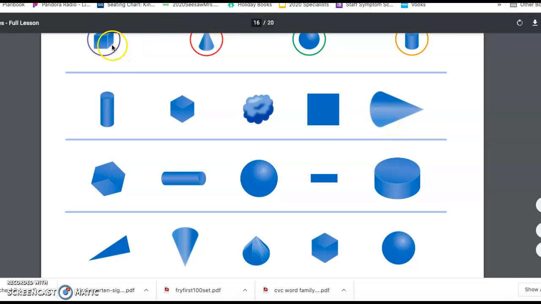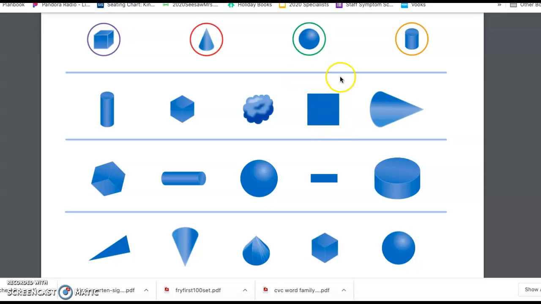I notice at the top of my page, there are some 3D shapes. There's a cube, a cone, a sphere, and a cylinder. So I wonder if that could help me if I get confused. I think it can. So let's look again. 3D, 3D. Oh, I think this one might be flat, so I could cross that out with an X. What about this one? Is this flat? It is a flat shape. It's a 2D shape. It's a square, so cross that out with an X.